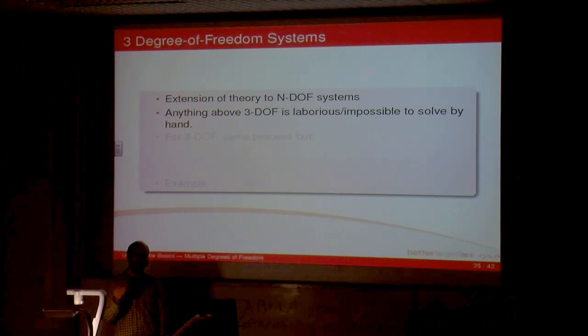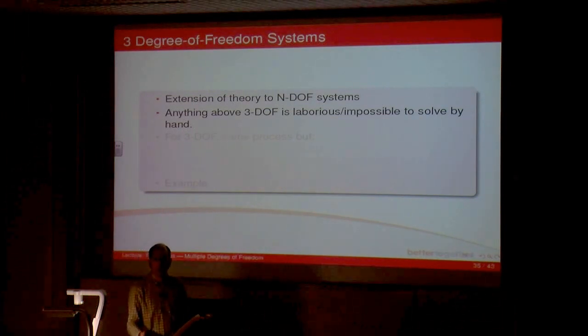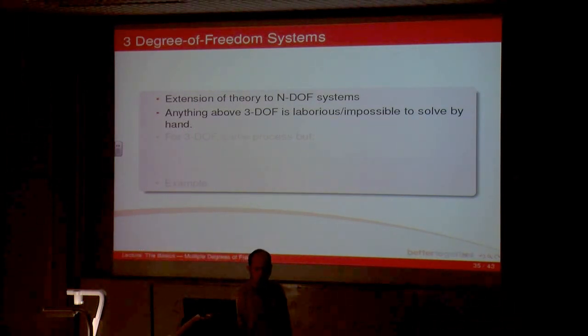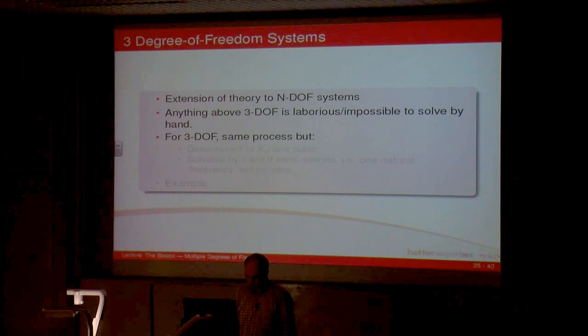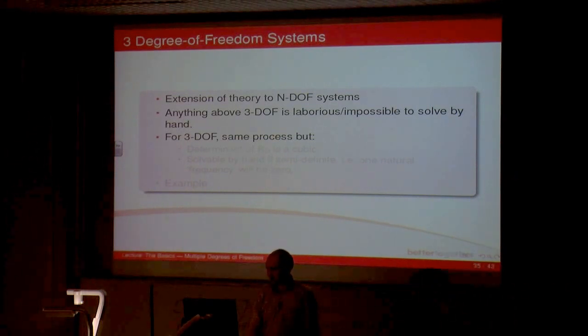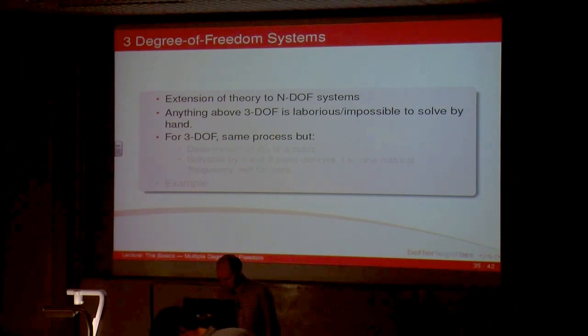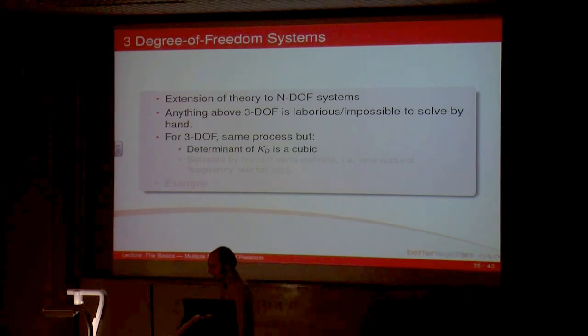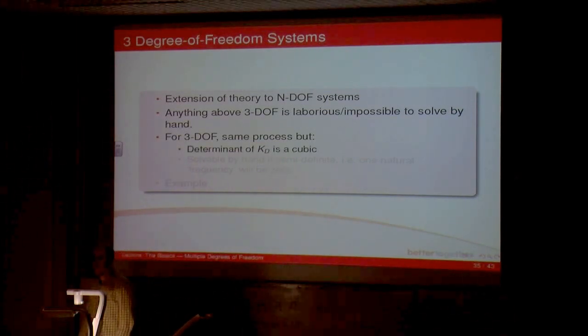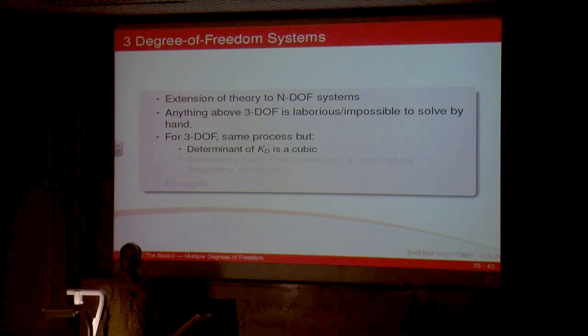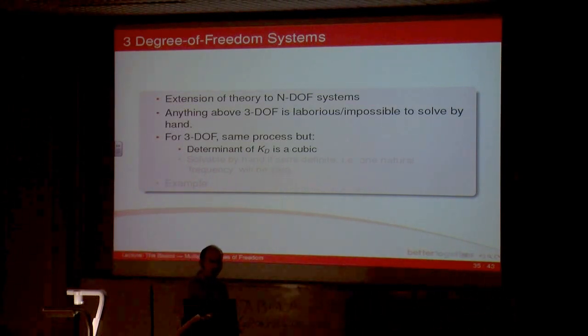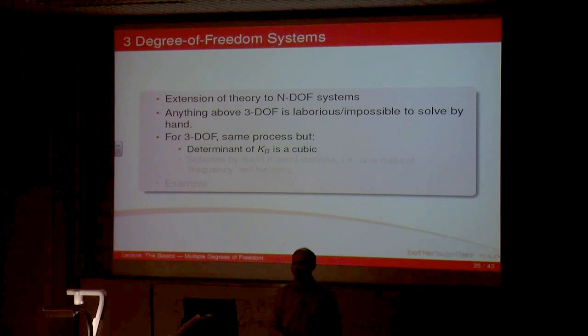Okay? So in terms of what we're going to do here, we're going to look at 3 degree of freedom system problems. We'll deal with what happens when you've got more degrees of freedom in the next couple of sessions. But for 3 degree of freedom systems, it's the same process, but there's a couple of things we need to think about. We'll find that the determinant of the mechanical impedance matrix ends up being a cubic equation, not a quadratic equation.